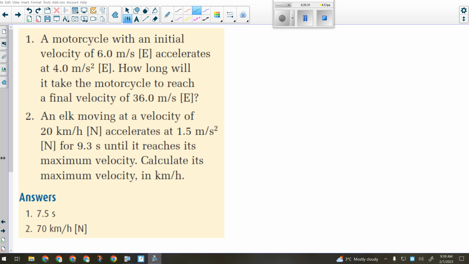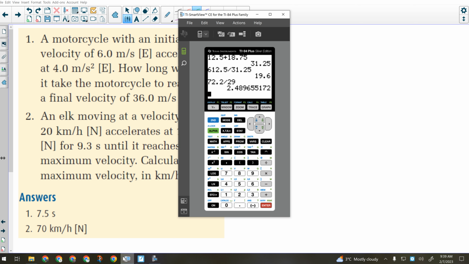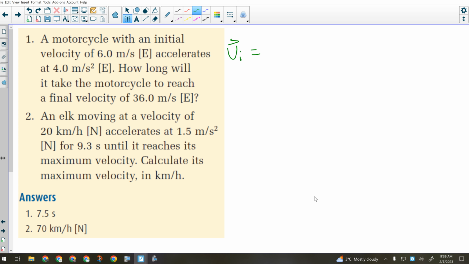So on number 2, we have an elk moving at a velocity of 20 kilometers per hour. From the context of that question, that sounds like it's the initial velocity to me, but it does need to be in meters per second. I'm going to have to convert it back to kilometers per hour when I do the final, but for my math purposes, I do need it in meters per second, so I'm going to divide it by 3.6. That gives me 5.5 repeating meters per second north.